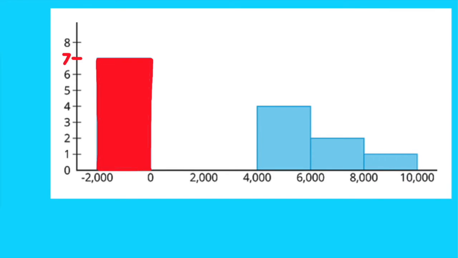The vertical axis represents the number of continents and the horizontal axis represents the highest and lowest point in meters. The red column on this graph represents all 7 continents. The lowest points of all the continents fall between 0 and negative 2,000 meters on this histogram.